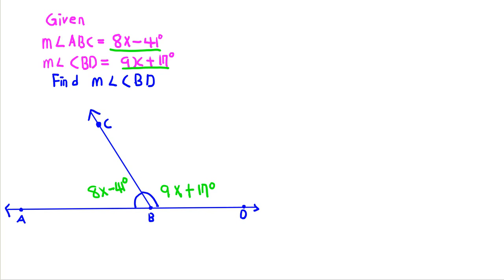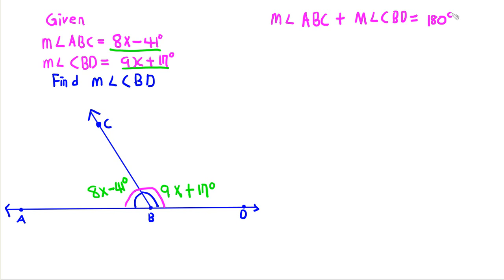And before we do that, the one thing we know is that this is a line. So that means this total angle will be 180 degrees. That means the angle ABC plus the angle CBD will give us 180 degrees. So let's write it down: the measure of angle ABC plus the measure of angle CBD should be equal to 180 degrees.